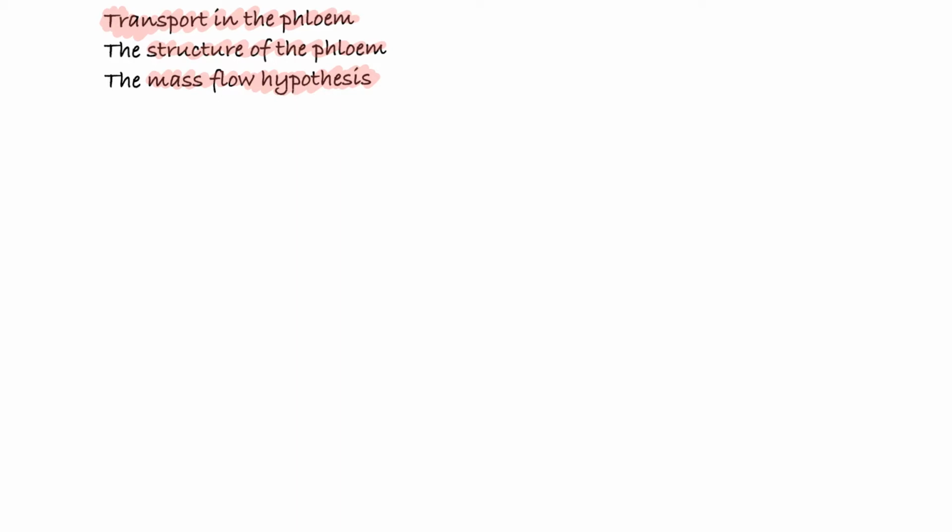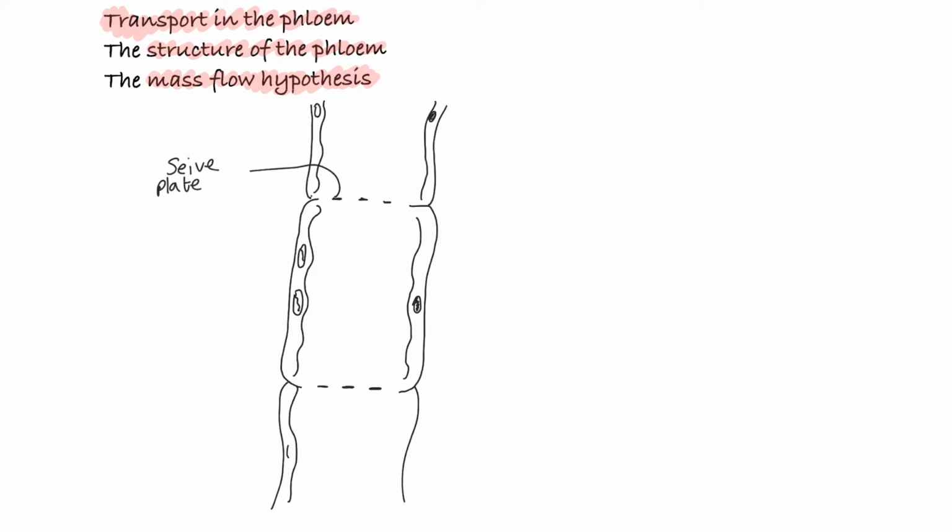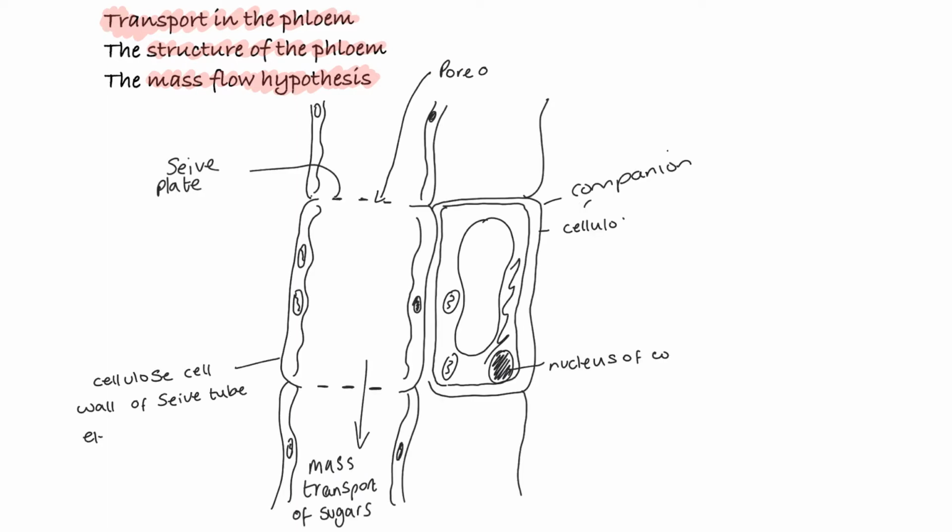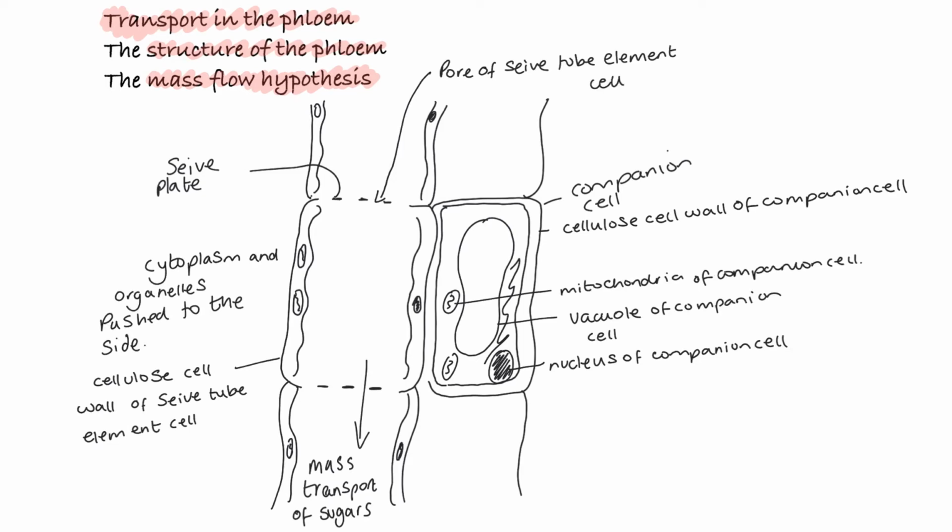So how does it get there? It has a very specialized structure called a phloem. Phloem cells are very unusual, and we're going to just first draw out the diagram of the phloem cells now, and then we'll talk about the importance of each different part. So here we can see two columns of cells flowing next to each other. Together they make up the phloem tissue.